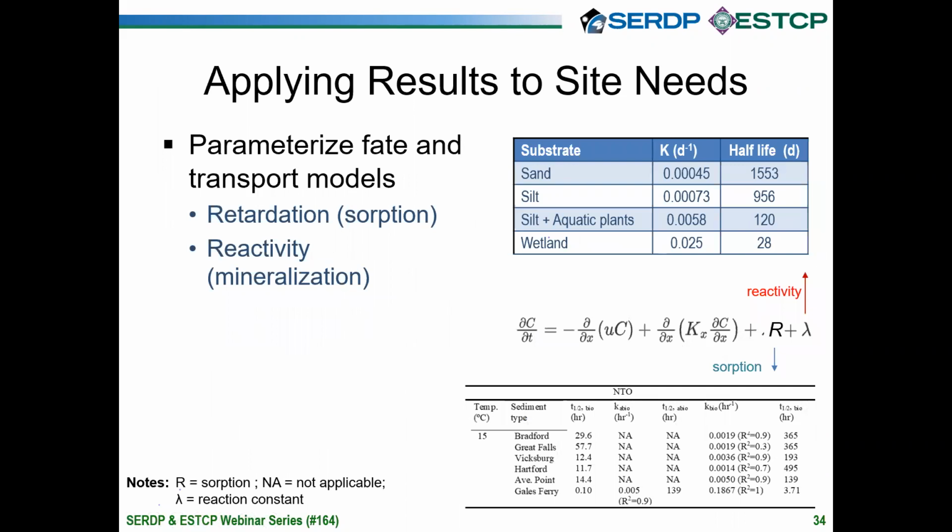So if you are an RPM and you're working at an MC contaminated site, you or your contractor is undoubtedly familiar with this reaction and transport equation, right? You have some transport terms in here. And two of these terms that are particularly difficult to parameterize in models are the adsorption term and definitely this reactivity term. And the kind of work that we're doing is providing you, again, sort of a menu of parameterizations that you might use depending on what your habitat type is.